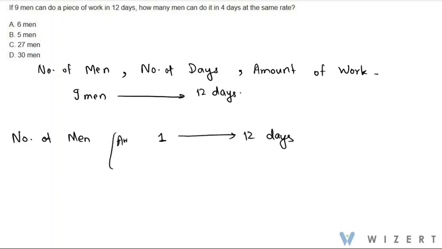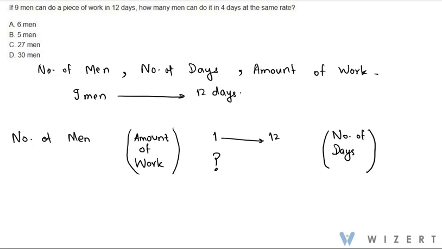So this is the amount of work and this is the number of days. So how much work is done in one day? Amount of work done in one day multiplied by 12 is equal to 1 into 1. Therefore, the amount of work done by 9 men in one day is 1 by 12. So 1/12 of work is done by 9 men in one day.